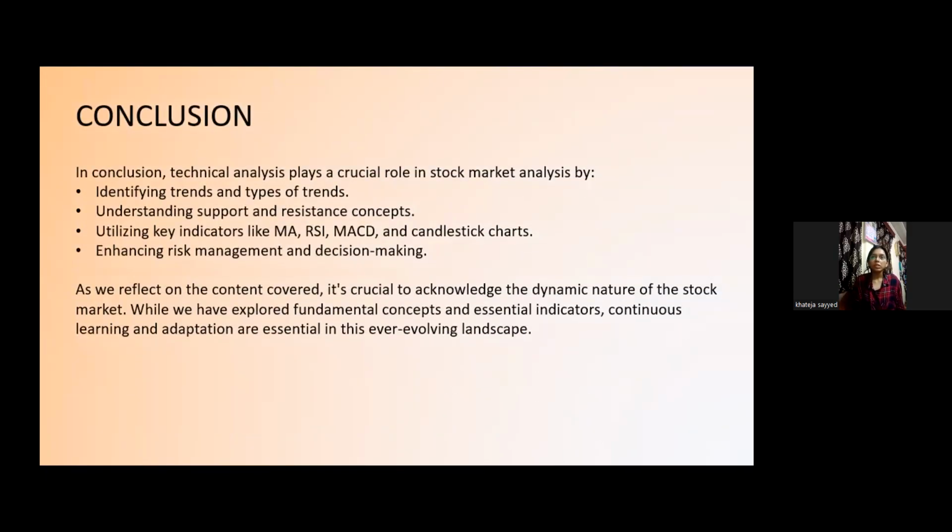In conclusion, we have explored the fundamentals of technical analysis and its invaluable role in stock market analysis. Let's go through the key points real quick. First was trends, and there are three types: uptrend, downtrend, and sideways trend. Next was the support and resistance concept with the example of ceiling and floor. Then came the indicators. We saw the types of indicators and some chart patterns. And the last was the importance of technical analysis in the stock market.